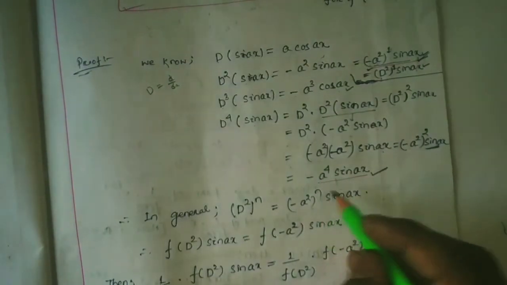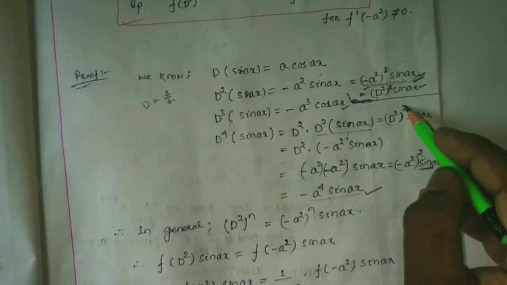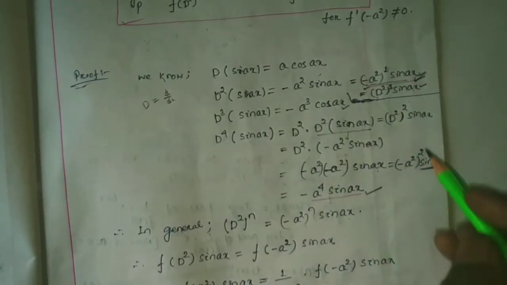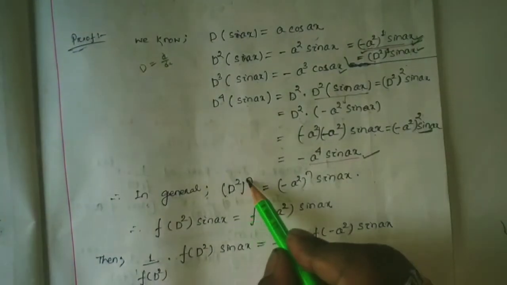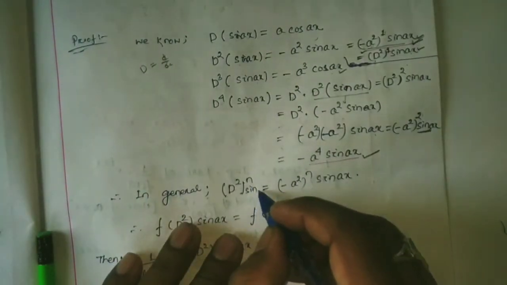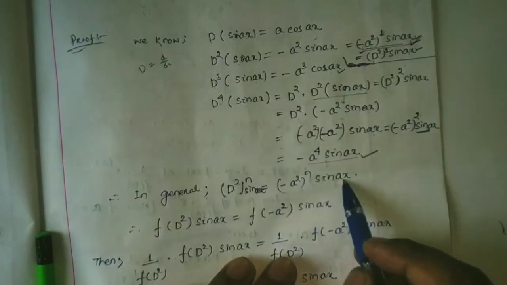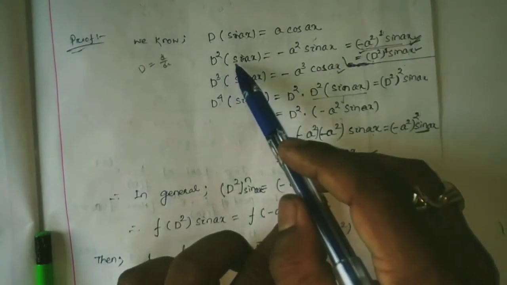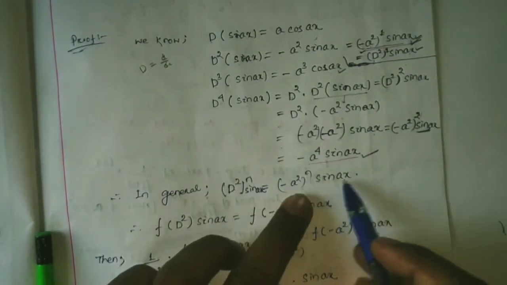That means here you can see that d square to the power n, when n is 2, gives minus a square to the power 2, and d square to the power 1 gives minus a square to the power 1. So in general we can write that if d square to the power n operates on sin ax, then we get minus a square to the power n sin ax. Here d square to the power 2 gives minus a square to the power 2, d square to the power 1 gives minus a square to the power 1, and d square to the power n will give minus a square to the power n sin ax.